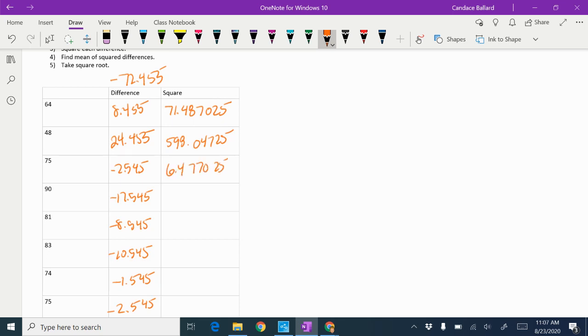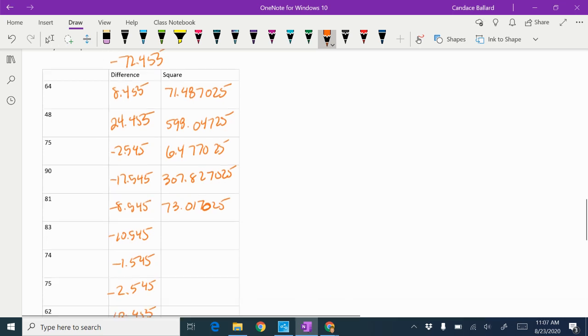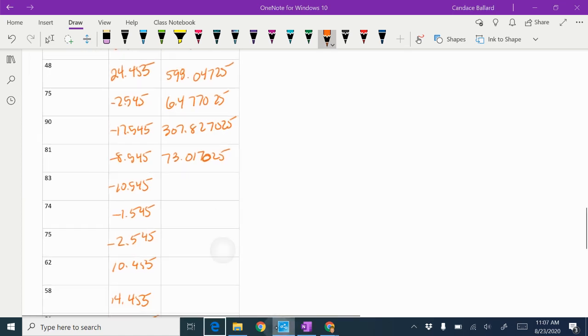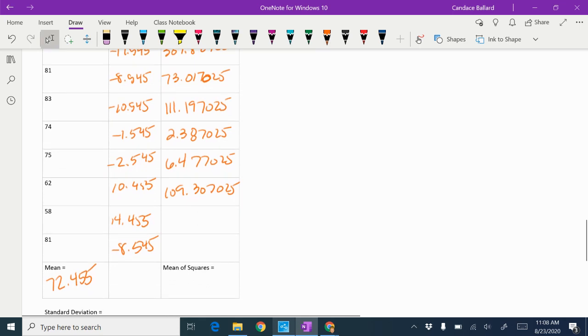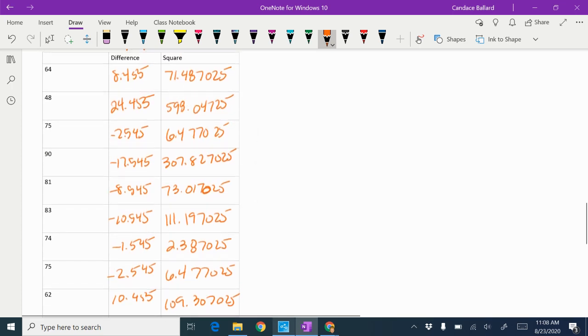So 6.70725, you'll see a lot of 2.5s at the end. This one was 307.827025. And then I'm doing 73.0170025. And you guys, as you're doing this, should go ahead and actually do the calculation. Actually take and square that number. And again, you can use a calculator to do it. So 111.197025. And then 2.387025. And then 66.477025. And 109.307025. And then 208.947025. And then 73.0170025. So now that I've got all of my squares, I'm going to add those up.